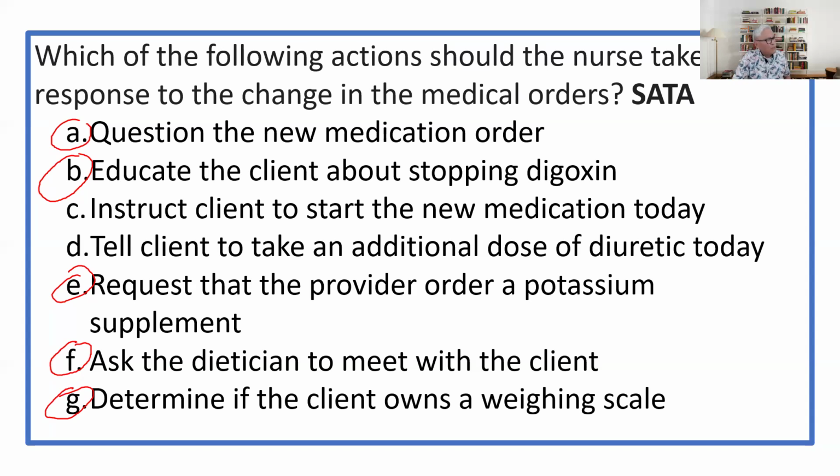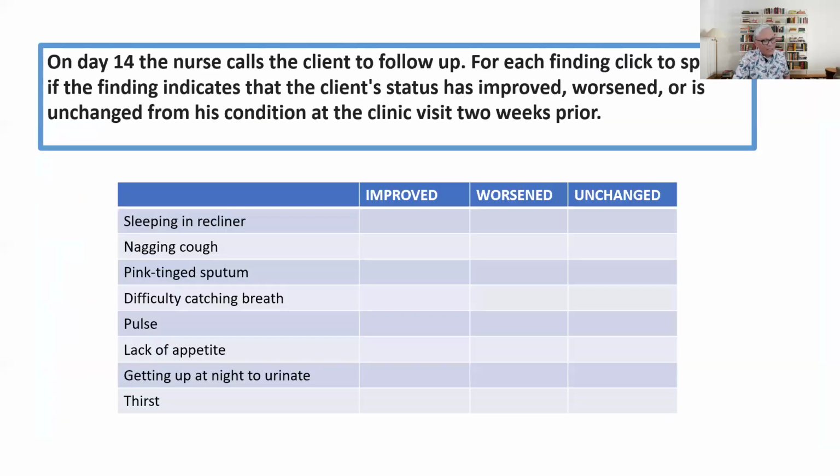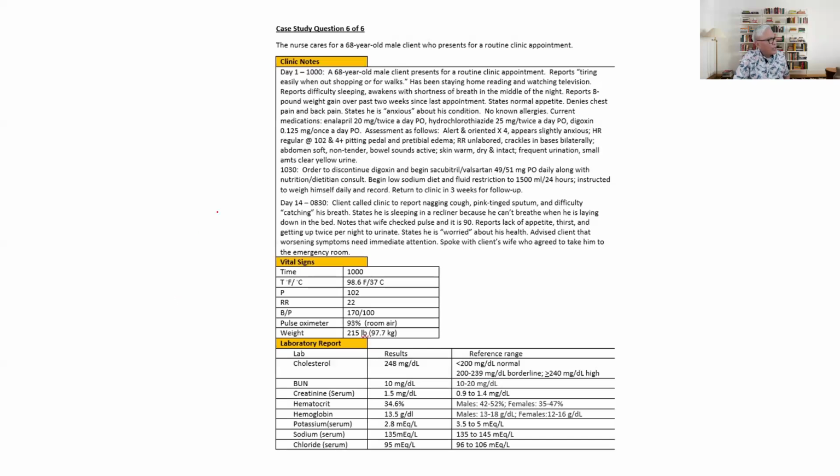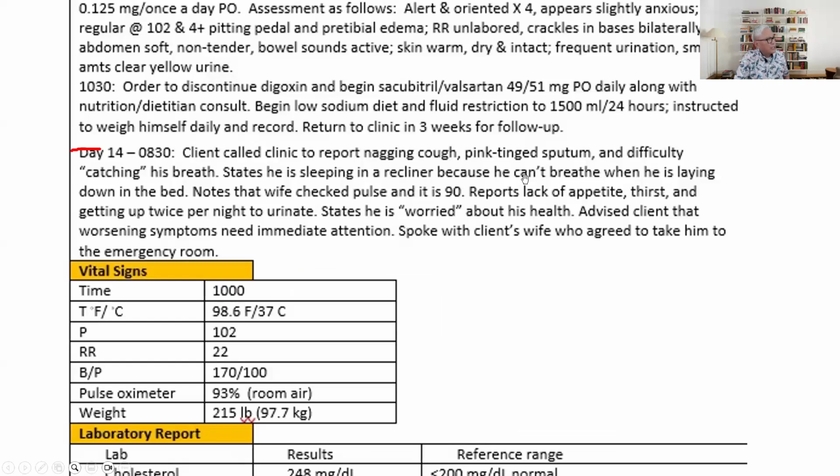Okay, so let's move on. And the thing that is going to be new is right over here on day 14. The client called the clinic to report nagging cough, a pink tinged sputum, and difficulty catching his breath. States he is sleeping in a recliner because he can't breathe when he is laying down in bed. He notes that his wife checked the pulse and it is 90. Reports lack of appetite, thirst, and getting up twice per night to urinate.